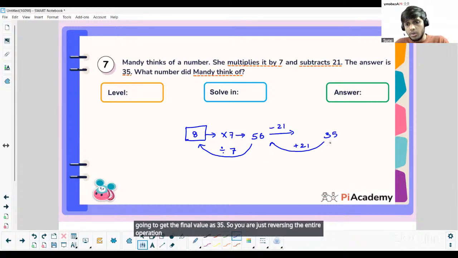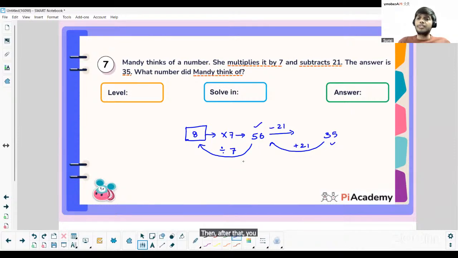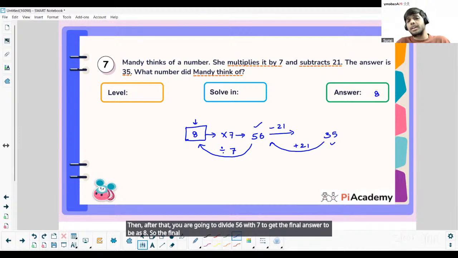You are going to add 35 with 21 to get 56. Then after that, you are going to divide 56 by 7 to get the final answer as 8. So the final answer here becomes 8. You have to solve such types of questions within, shall I write down 10 seconds? What do you guys think?